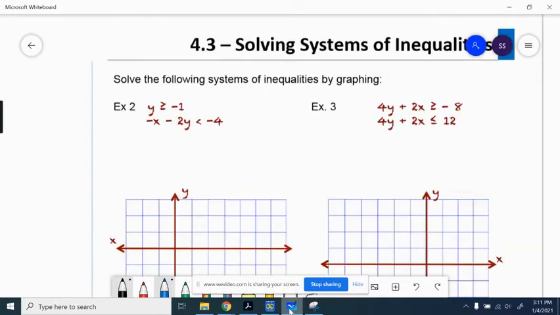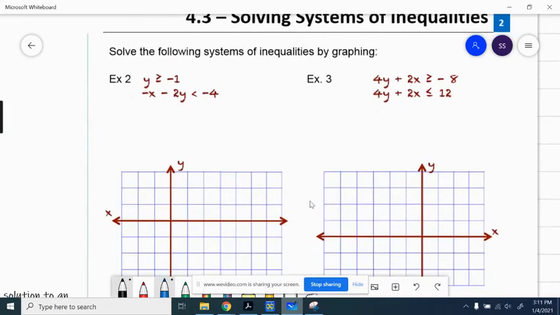Okay, now that we've reviewed graphing inequalities, now let's look at solving systems of inequalities. So let's look at example 2 here. The first inequality is just y is greater than or equal to -1. So that is going to look like this. It's going to be a horizontal line passing through -1 on the y-axis. And we're going to shade above because we have a greater than symbol. I'm going to hold off on shading here because it's a little tough with this online pen.